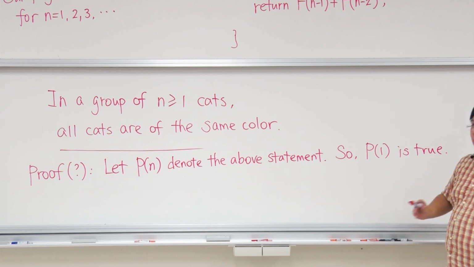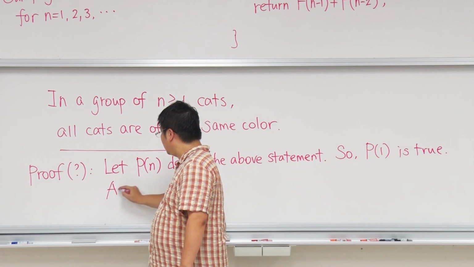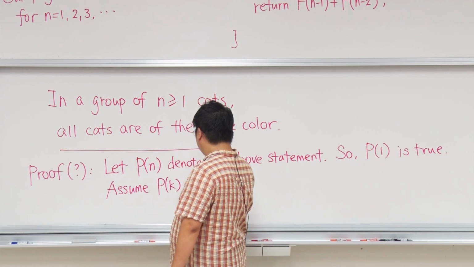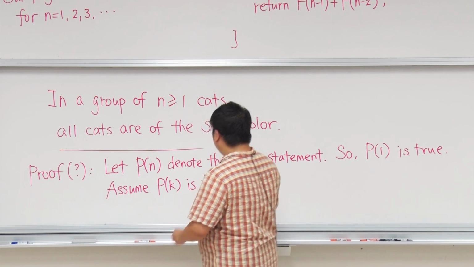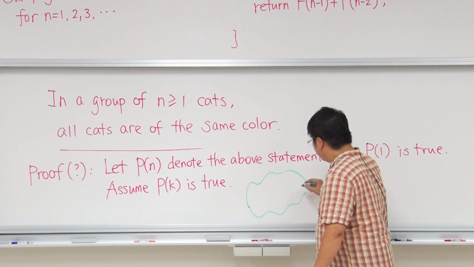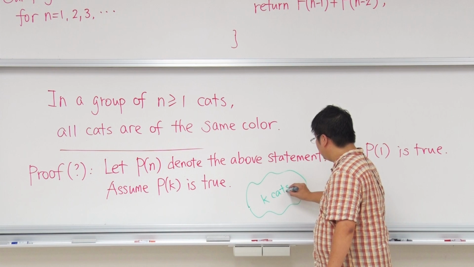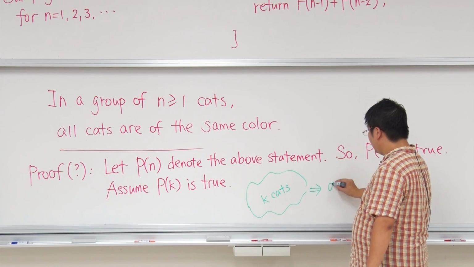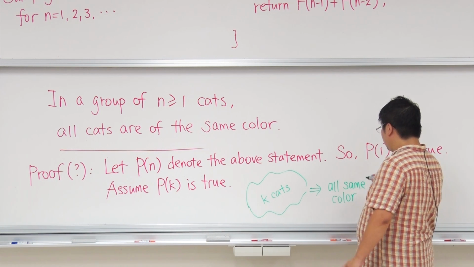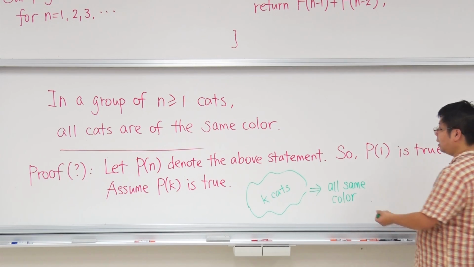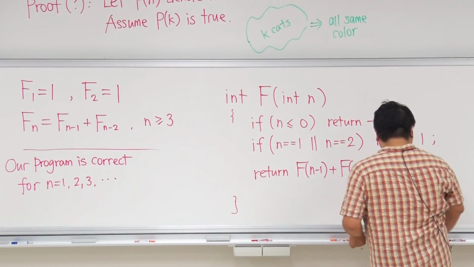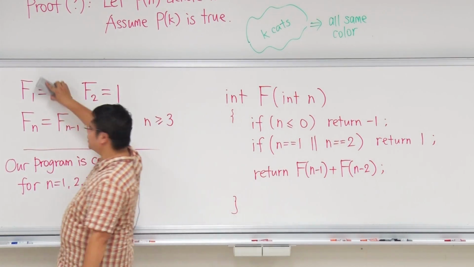Is that okay? Then assume Pk is true. So assume Pk is true, what does that mean? In a group of just k cats, all are the same color. This is what we are assuming, right? And then the next step is we want to show what happens when we are considering k plus 1 cats instead.